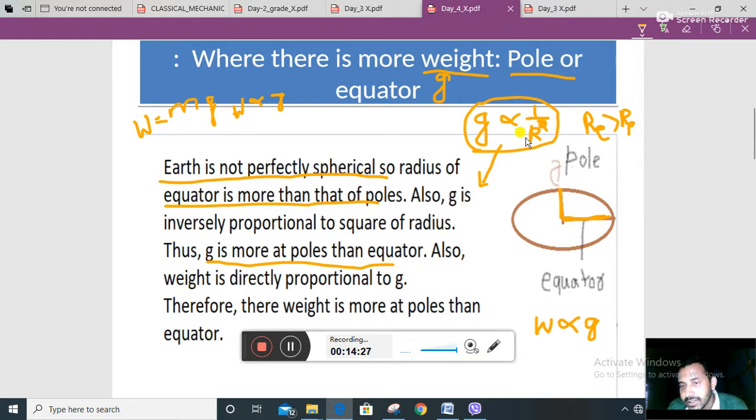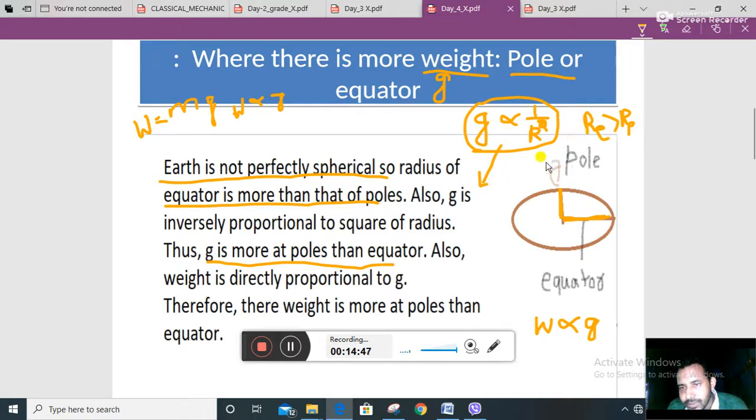See here, if the radius distance is low, acceleration due to gravity will be more, and if the radius distance is large, acceleration due to gravity will be low. That's why g is more at the pole than at the equator, because it depends upon this relation.